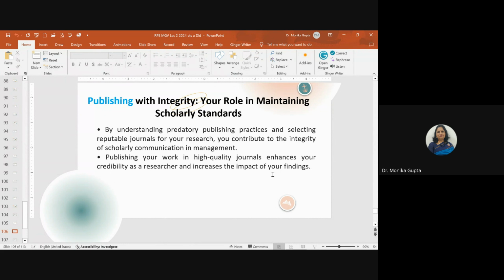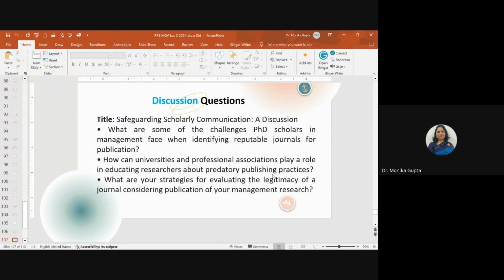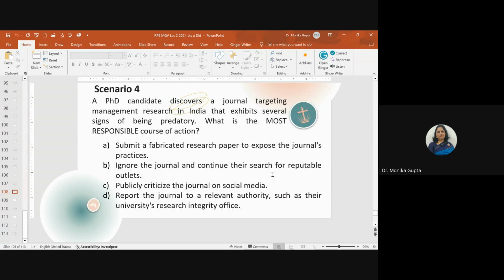Publishing with integrity. So by understanding predatory publishing practices and selecting reputable journals for your research, you contribute to the integrity of scholarly communication in management. So you should publish your work in high quality journals to enhance your credibility as a researcher and increase the impact of your findings. Right? So a PhD candidate discovers a journal targeting management research in India that exhibits several signs of being predatory. What is the most responsible course of action?